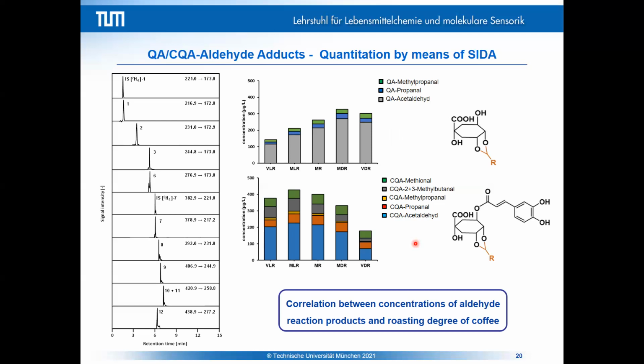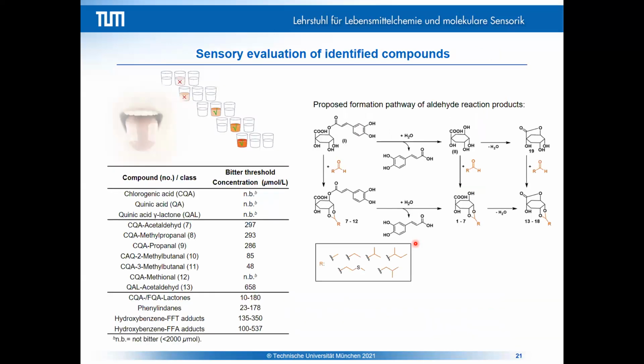To come to an end almost, the next question that we always have in our working group is if these molecules have an intrinsic taste. So we performed bitter recognition threshold sensory experiments, and what we found is that all the precursor compounds do not have any bitterness to them, but the reaction products with chlorogenic acid, so the compounds 7 to 12, they do have a certain bitterness to them, and also the quinic acid lactone acetaldehyde adduct also showed a bitter taste.